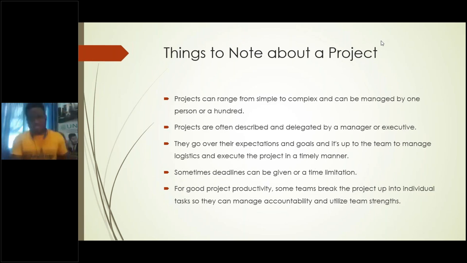During your project execution, identify it early enough, and it will also help you to put strategies or measures in place to correct such a defect. So those are some of the things I want us to note as far as a project is concerned.